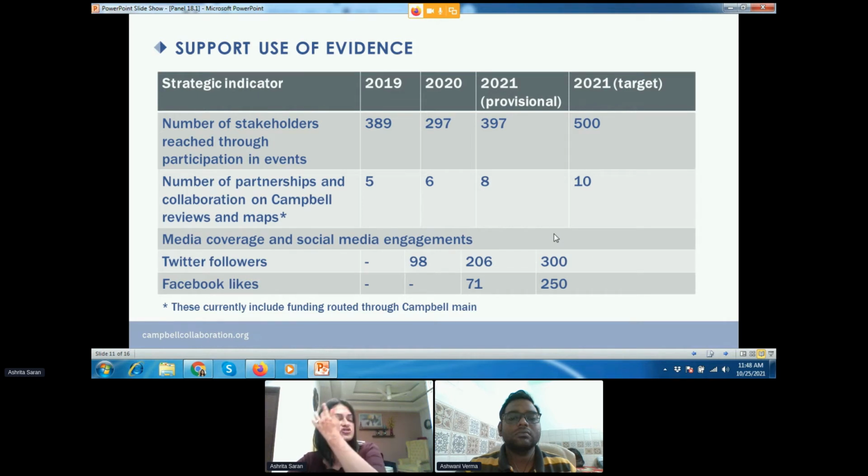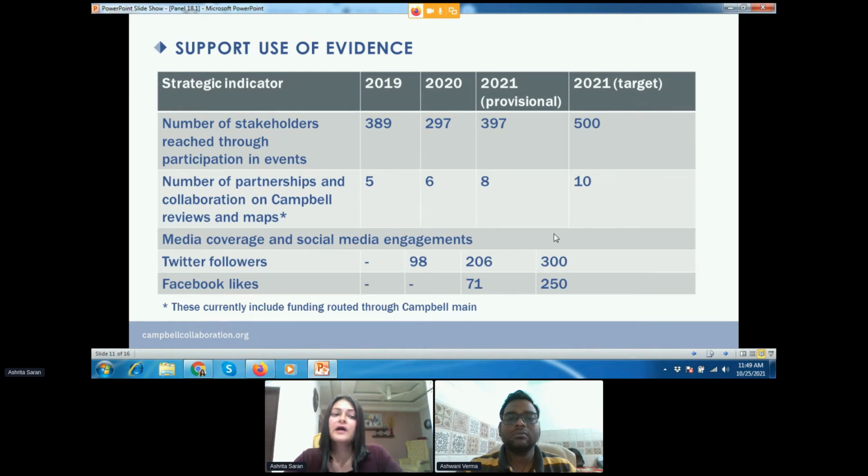If we look at these strategic indicators for these numbers, for 2019, it has been 389. It dipped a little in 2020 owing to the pandemic. But again, we have increased it to 397, the target being 500 stakeholders being reached by 2021. And we are positive that we would be able to reach it by the end of the year.